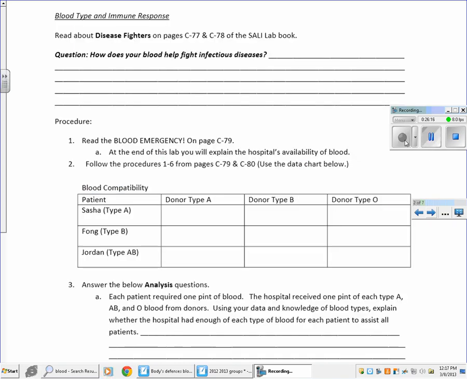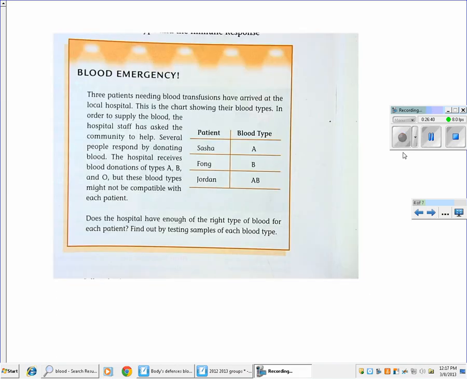Now your procedures tell you to read Blood Emergency on page C79. I'm going to show you page C79. You will need to read that and pause the video so that you keep up when I move on. At the end of this lab, you will be able to explain the hospital's availability of blood. So I am going to show you page C79 now. This is page C79. Read it.